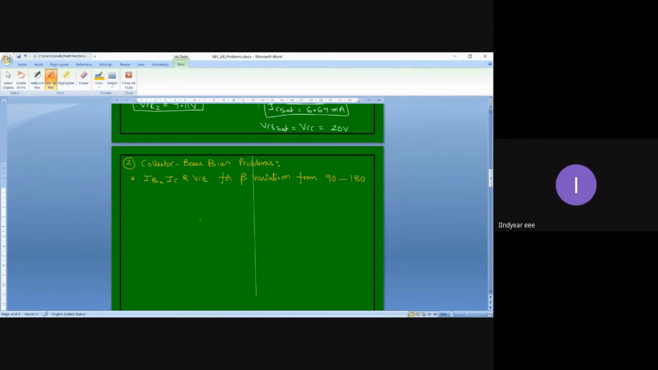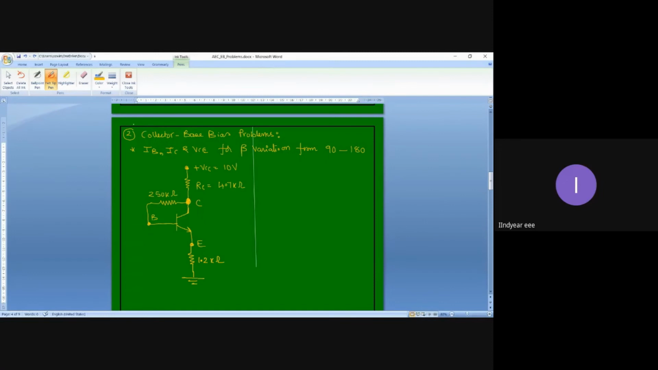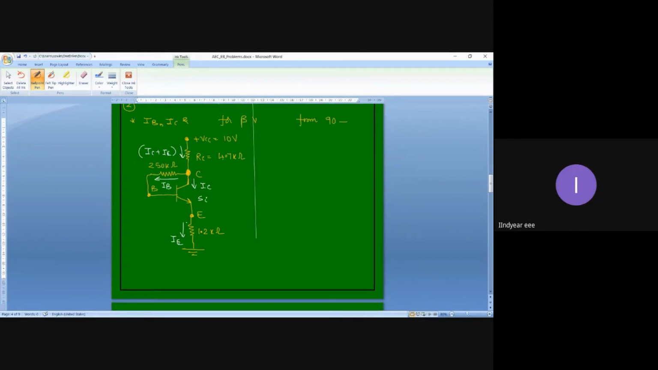All right, so this is the given circuit. You can mark the currents. You know that the current through the emitter terminal is IE, and through the base is IB. So the current through RC is going to be IC plus IE, and it is a silicon transistor. So, solution.